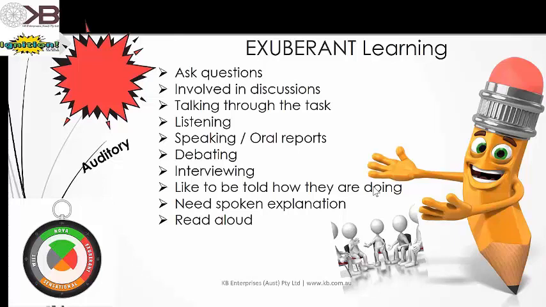They like to be told how they're doing. That's their way of getting immediate feedback. They need that spoken explanation. So if we go back to the previous strategies of what you do for a visual learner, if you give them a handout, then you would need to support it by speaking to that handout, even if it is to go through the key points or some summary aspects.